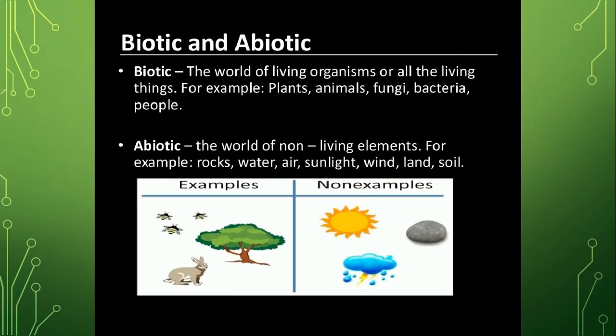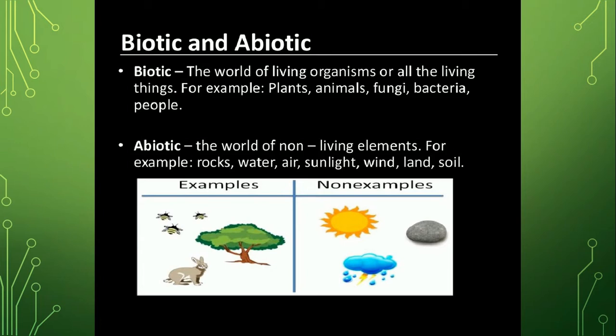The natural environment refers to both biotic and abiotic conditions existing on the earth. Human environment refers to activities, creations, and interactions among humans. So, first we learn biotic. The world of living organisms, or all the living things, is called biotic. For example, plants, animals, fungi, bacteria, people, etc. The presence of life is biotic.